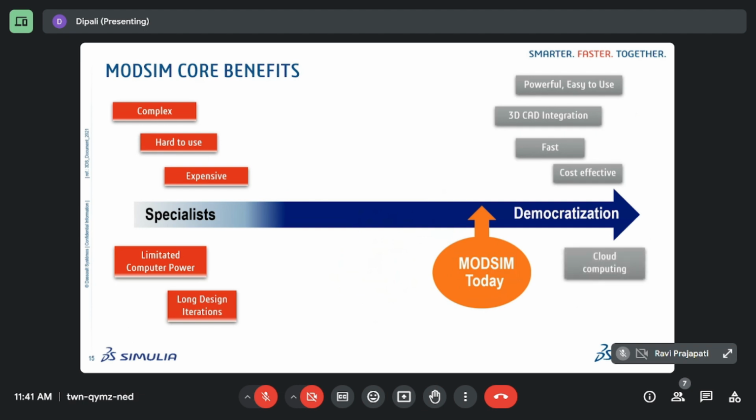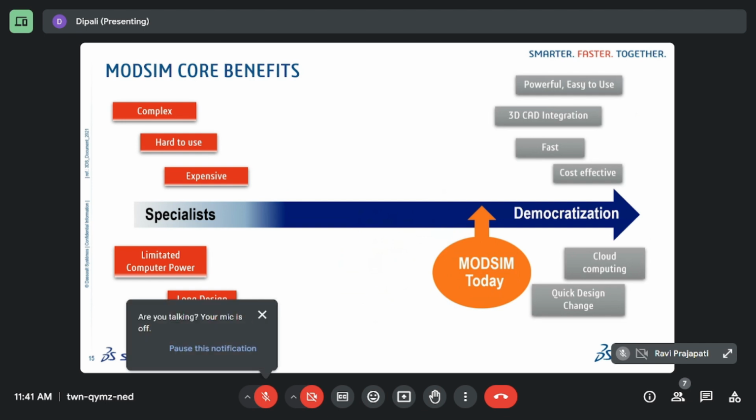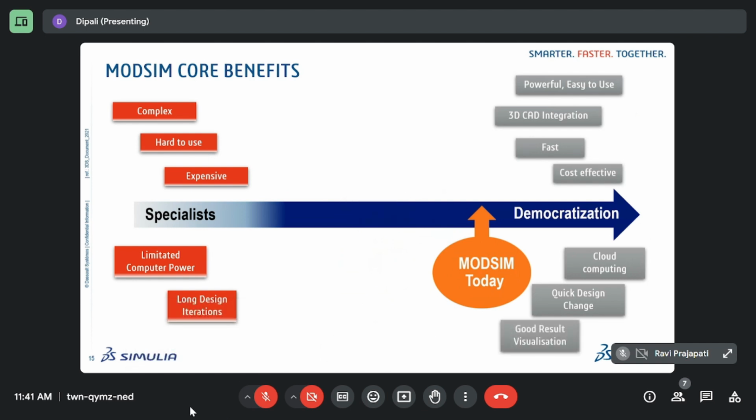Then, due to advanced technology such as cloud computing, it has become very easy to store the data and run the process on the cloud as well. Quick design changes are possible with such advanced technologies, and we have a good amount of result visualizations available.